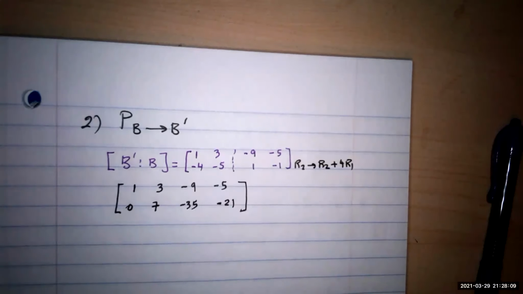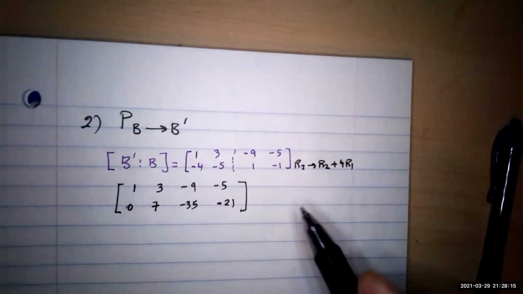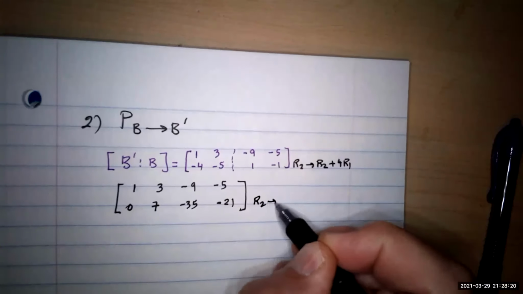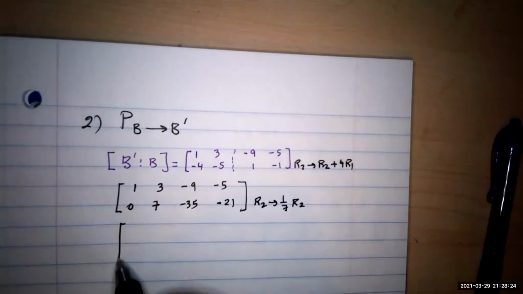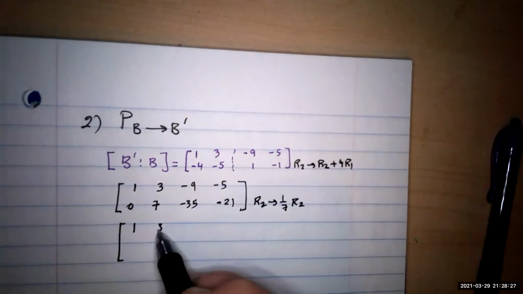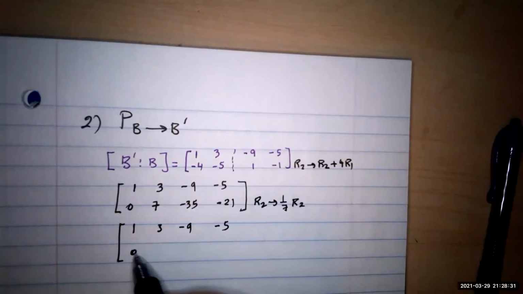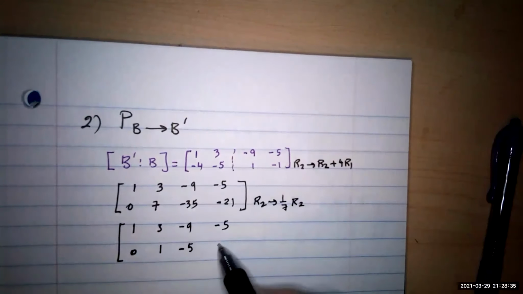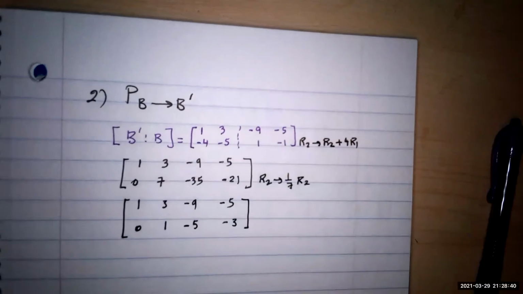Okay, then just a couple more. You have to change this one into the 1, so you can divide. So R2 into 1/7 of R2. Okay, and then you continue. It's going to be 1, 3, -9, and -5, and then 0, 1. If divided by 7, that gives a -5, and that would be a -3. Okay, so that's going to be the 1.